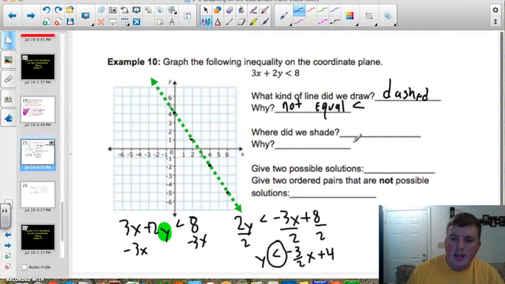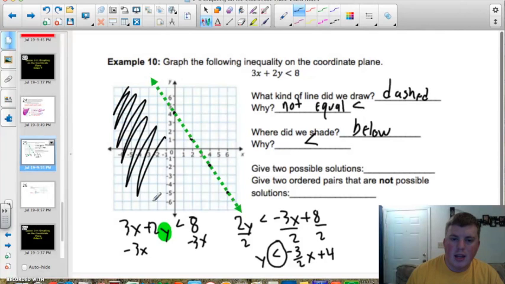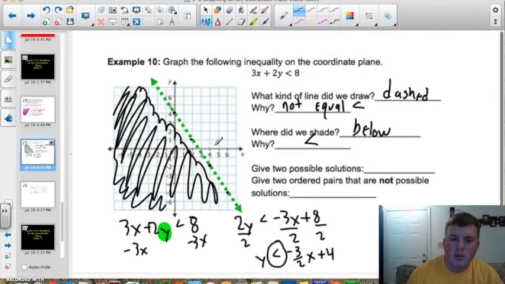Now for where we shade, this is less than, so we shade below. Alright, if we were looking at this like a hill, this would be above ground here, this would be below ground here, so we're going to shade in this region here. If we are giving two possible solutions, this time since it's a dashed line, we can only pick from the shaded region, we can't pick from the line. So for example, we could have (0, 0) right there at the origin, or we could have, let's say, (-1, 1), and those would both be possible solutions.